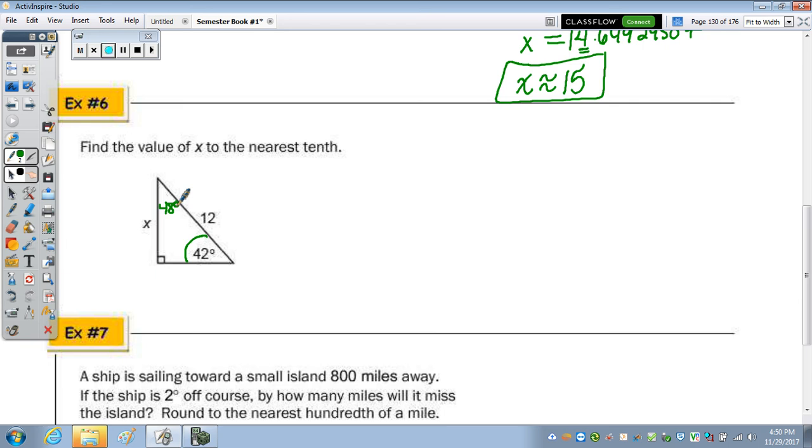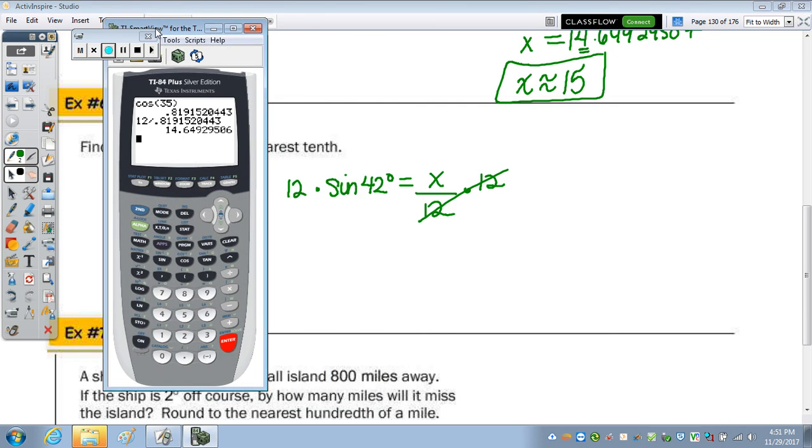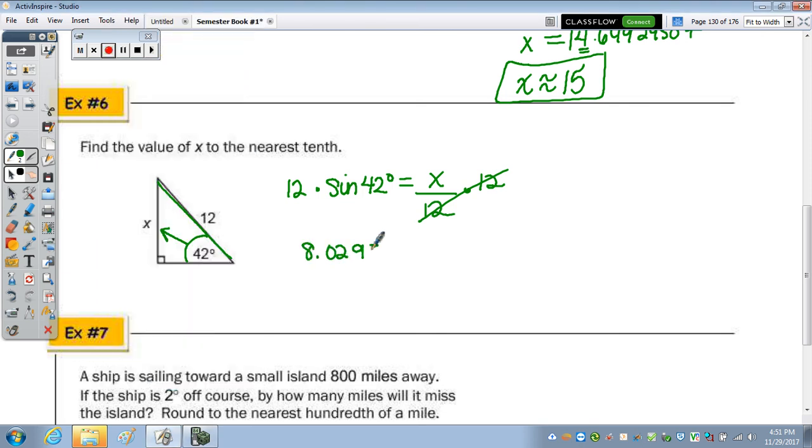So using the angle measure of 42, we have the side opposite and the hypotenuse, which is sine. So write it out. The sine of 42 degrees equals the side opposite, which is x, over 12. And the opposite of dividing x by 12 is multiplying. So I'm going to do 12 times the sine of 42 on the calculator. And you can just type it in, 12 sine of 42, all in one line, because if there's no operation between the 12 and the word sine, it does mean multiplication. So hit enter, and x is equal to 8.02957276. Round it to the nearest tenth, x is approximately 8.0.